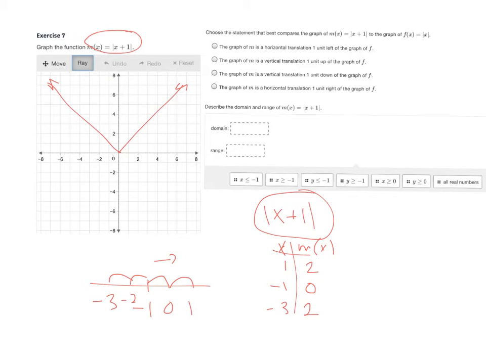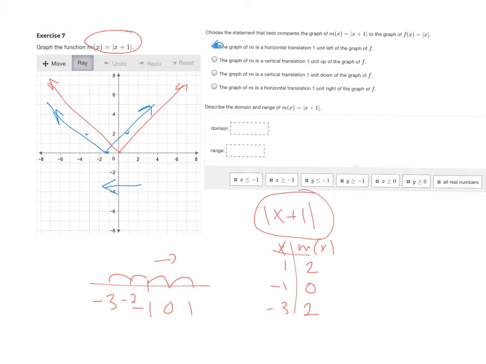Now let's graph this. I'm going to change my colors to blue. So I got 1, 2, so over 1, up 2. I've got negative 1, 0. And I've got negative 3, positive 2. So there is our new absolute value. So the description of what happened here is this looks to me like it shifted to the left 1. So it's a horizontal translation of 1 unit to the left. So it's the first one.